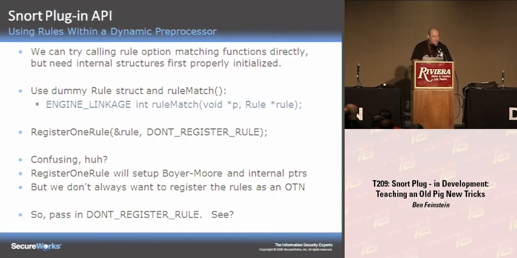You still have to call this function to initialize all the pointers in your structures there. So it sets up the horocorsic and the internal pointers. But this was a confusing point to me. So when you're using rule structures inside your preprocessor, you need to register them, but not register them.